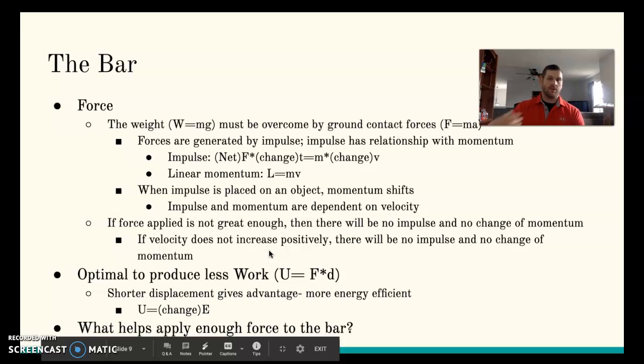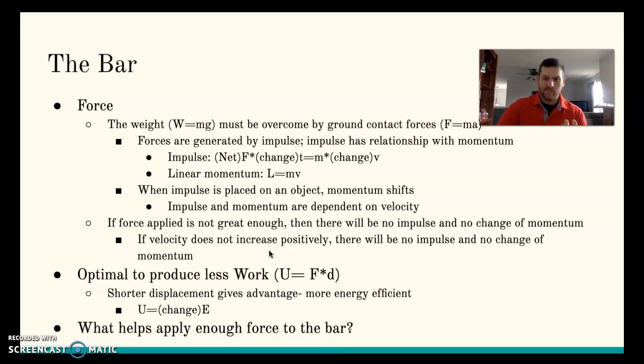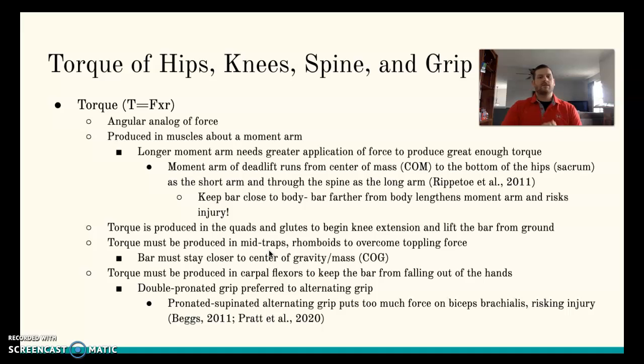But what helps us apply the force to the bar? Obviously, we're going to say muscles, right? So we're going to talk about torque now. Force comes in handy right here with torque. It's force times the moment arm. It's the angular analog of force, produced in muscles about a moment arm.